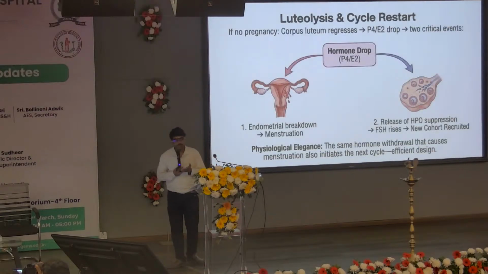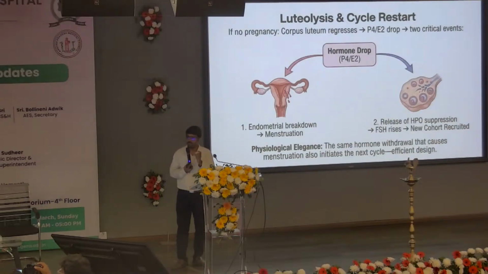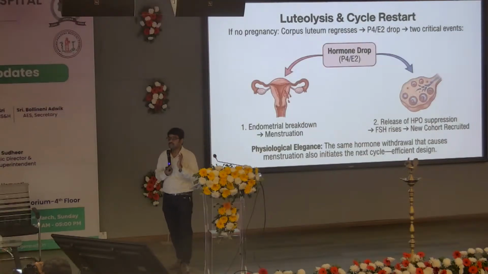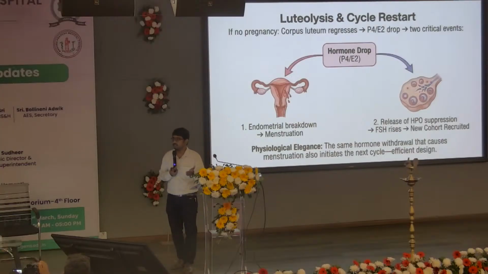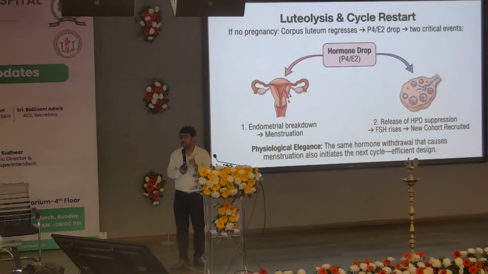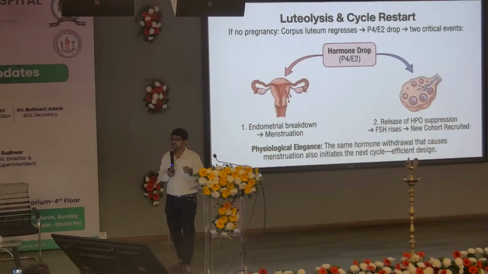By any means, if there is no pregnancy, if you fail to implant or conceive, then the corpus luteum, which is designed only for 14 days, undergoes regression. This results in a decrease in the secretion of estrogen and progesterone. Whenever these levels drop, two important events occur. One is the initiation of the menstrual cycle, and at the same time, the decrease in levels releases the HPO suppression, so FSH levels increase once again, ready for a new cohort of antral follicles for the new cycle.